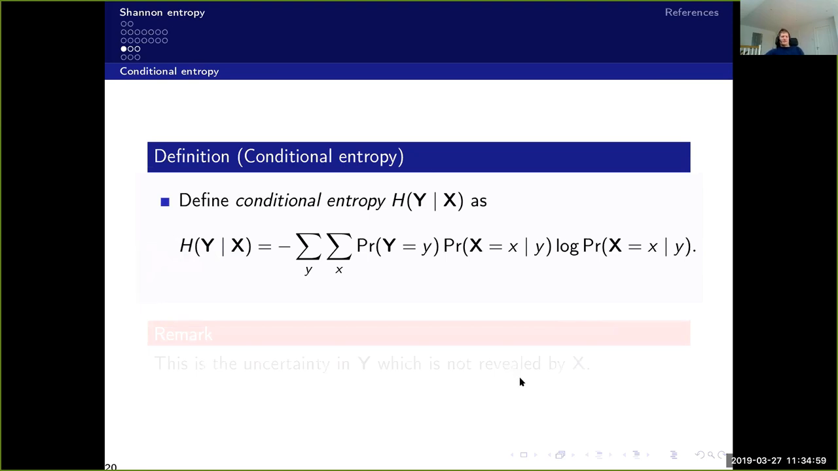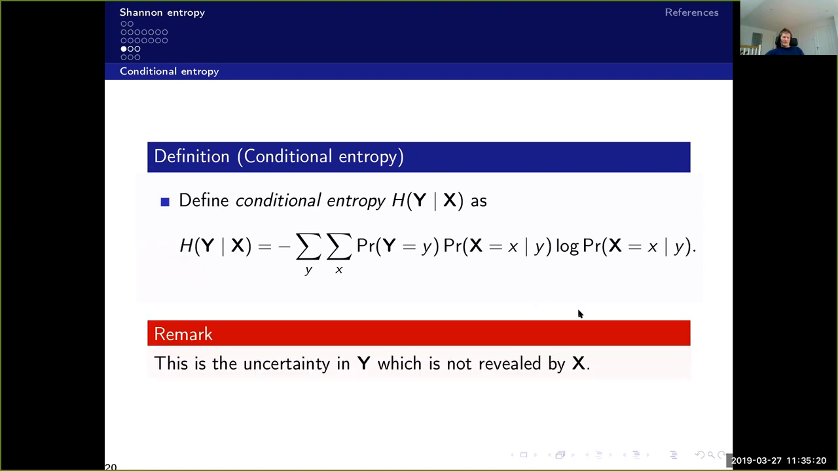Now, same as there is conditional probability, we can also have conditional entropy. This is defined as follows, and it follows quite straightforwardly from the definition of conditional probability. If we have the entropy of y given x, this is the uncertainty left in y if we already see x. So that is what is not already revealed by x about y.